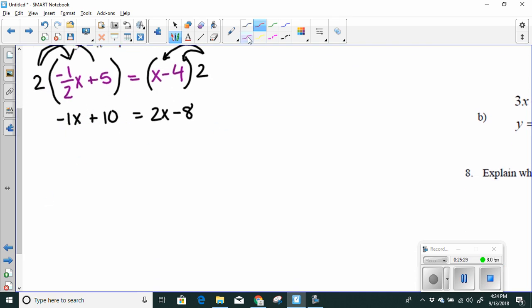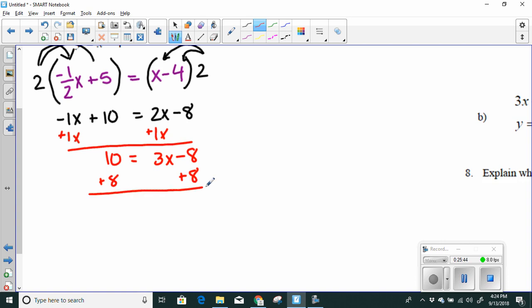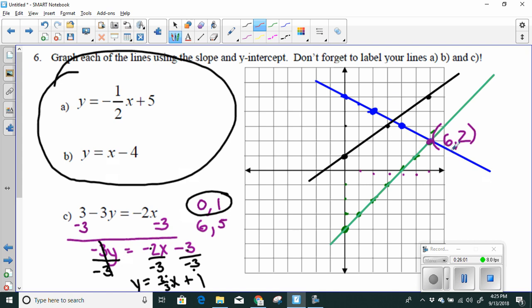All right, well now we can solve this thing. I would start by adding 1x to each side. So I get 10 equals 3x minus 8. And then I'd add 8 to each side. Get 3x equals 10 plus 8, which is 18. And if we divide both sides by 3, we get ourselves an answer. X must equal 6. This shouldn't be a surprise because right here we knew the x value where they crossed was 6.